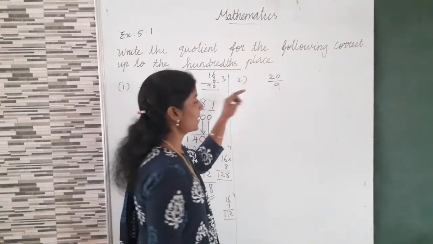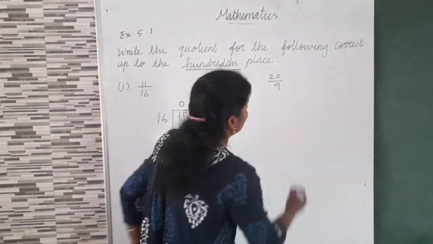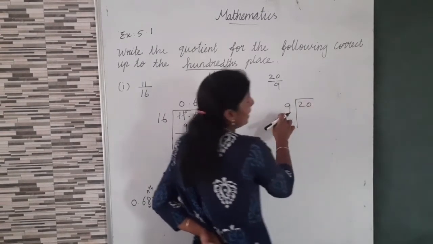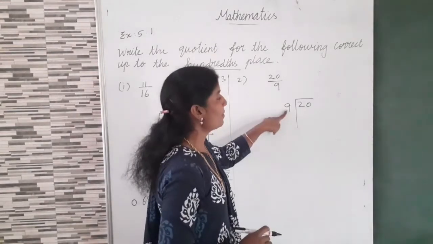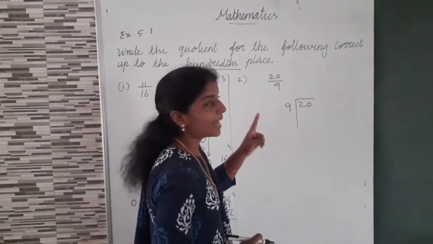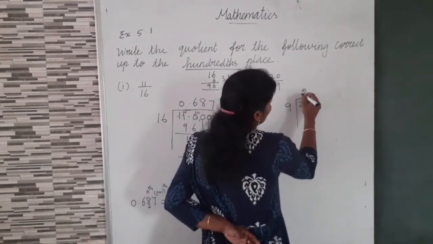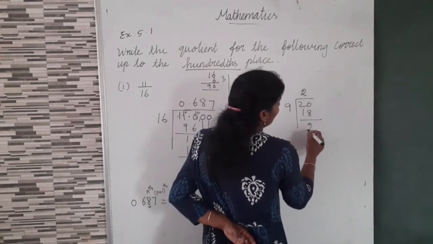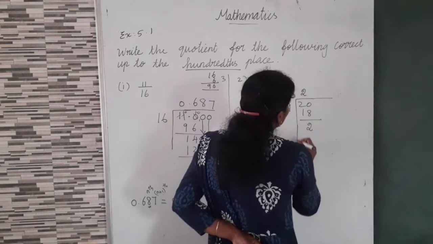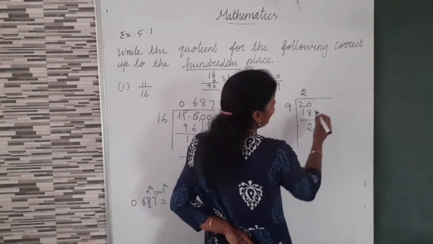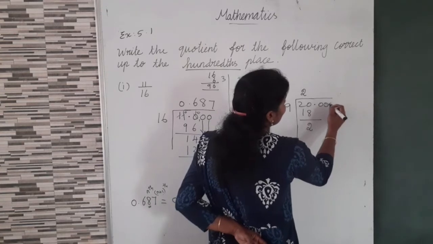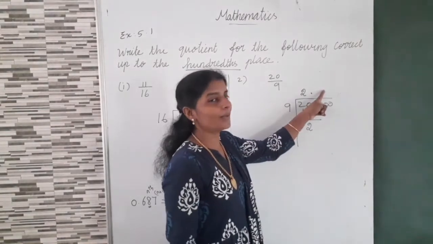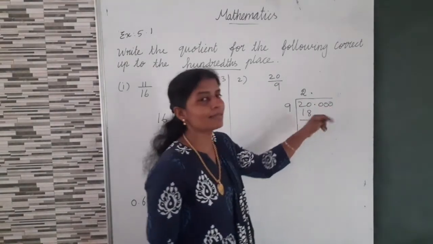Okay. Now second question. 20 divided by 9. Here 20 is greater than 9. So how many times 9? In the 9 table, 2 times: 1 nine is 9, 2 nines are 18. Balance: take borrow, 10 minus 8 is 2. Now here no number, so we put one decimal point and add 3 zeros. Here also a decimal point because we need the 100th place.